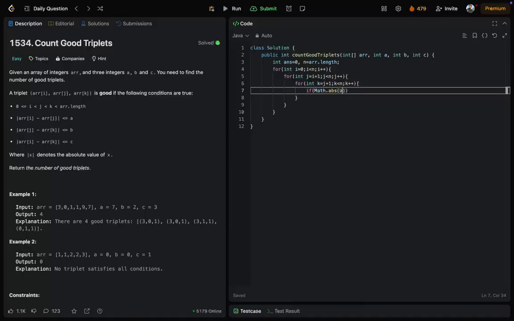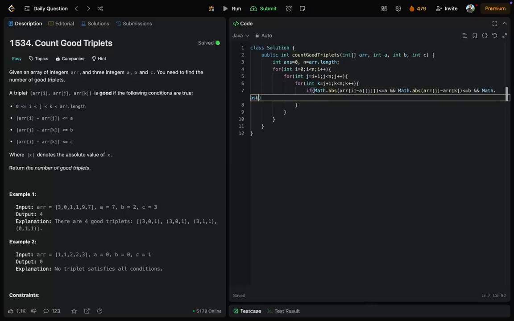the absolute difference between ARR of i minus ARR of j. So this should be less than or equal to a, and the absolute difference between ARR of j minus ARR of k is less than or equal to b. Then Math.abs of ARR of i minus ARR of k is less than or equal to c.